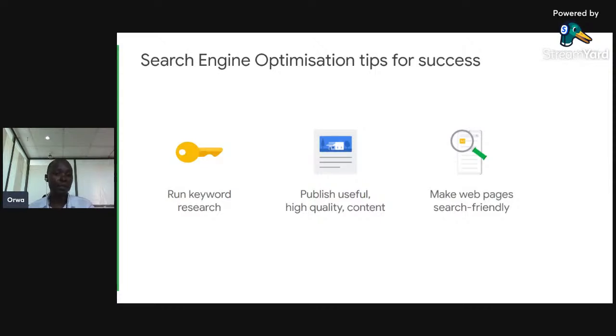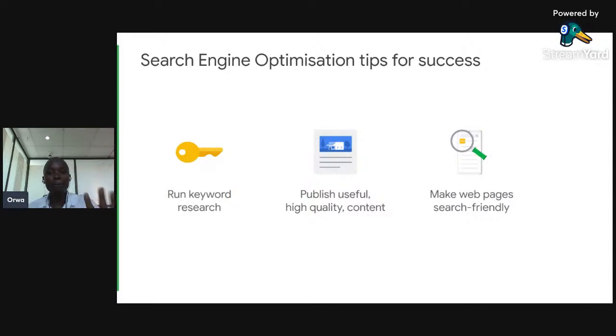Another thing, publish useful, high quality content. People love reading new, fresh things. Content that, when I start reading, is great. I feel informed, I feel entertained, I feel like I'm getting value for my time. That's what useful and high quality content means.